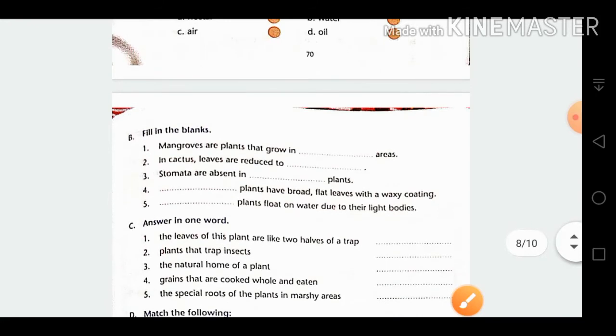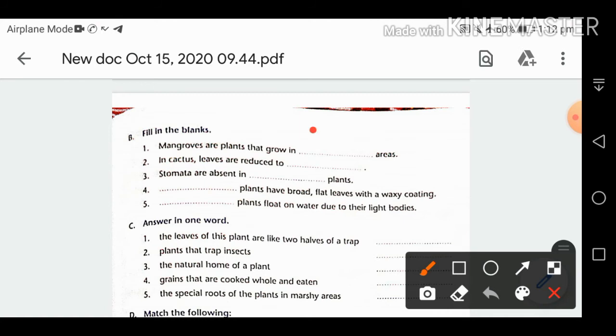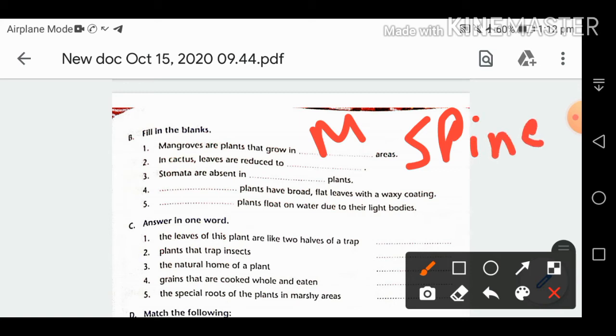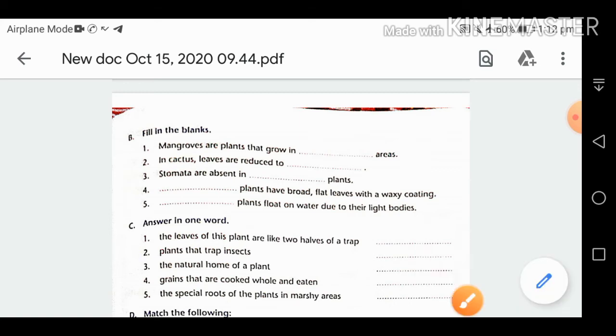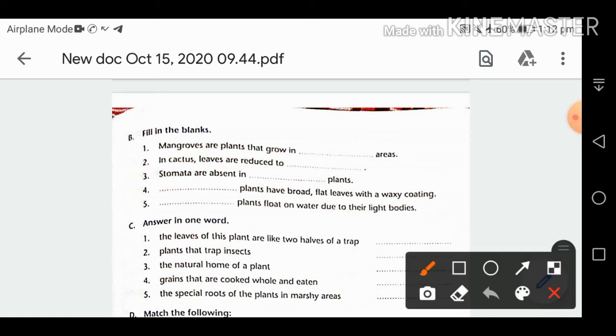Then fill in the blanks. Mangroves are plants that grow in marshy areas. Second, in cactus, leaves are reduced to spines. Why are they reduced to spines? So that they will not lose water. Stomata are absent in underwater plants. This is the feature: stomata are absent in underwater plants. They take carbon dioxide directly through the leaves.